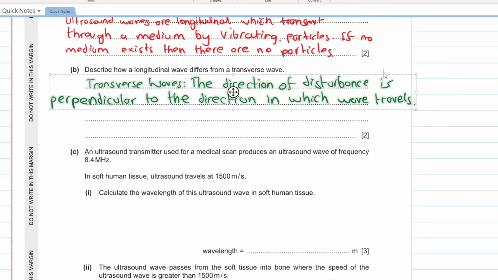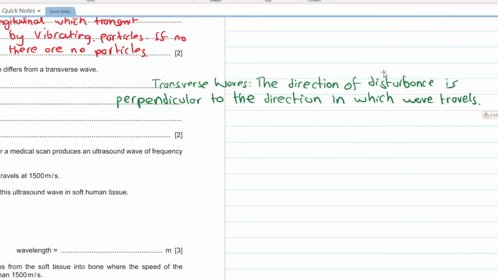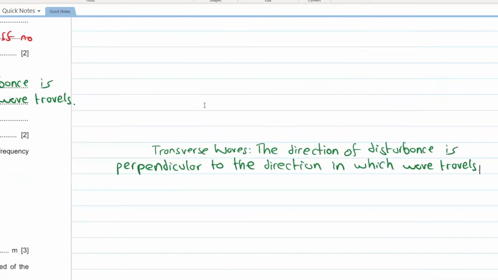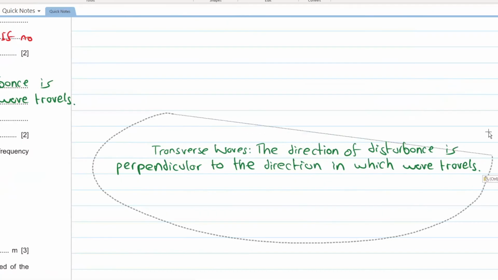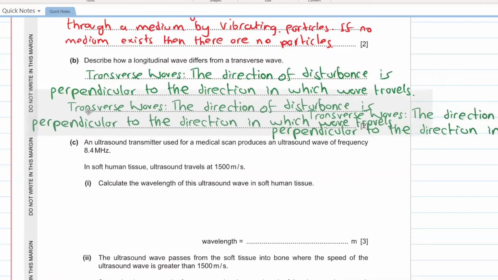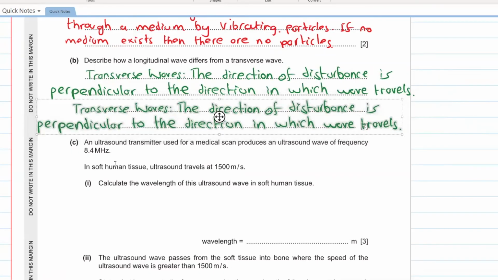I will copy the same definition since I can do that. Control copy, and let's paste it here. Perfect. Longitudinal waves are those waves in which the direction of disturbance is parallel to the direction in which the wave travels. Simple, nothing complicated here.